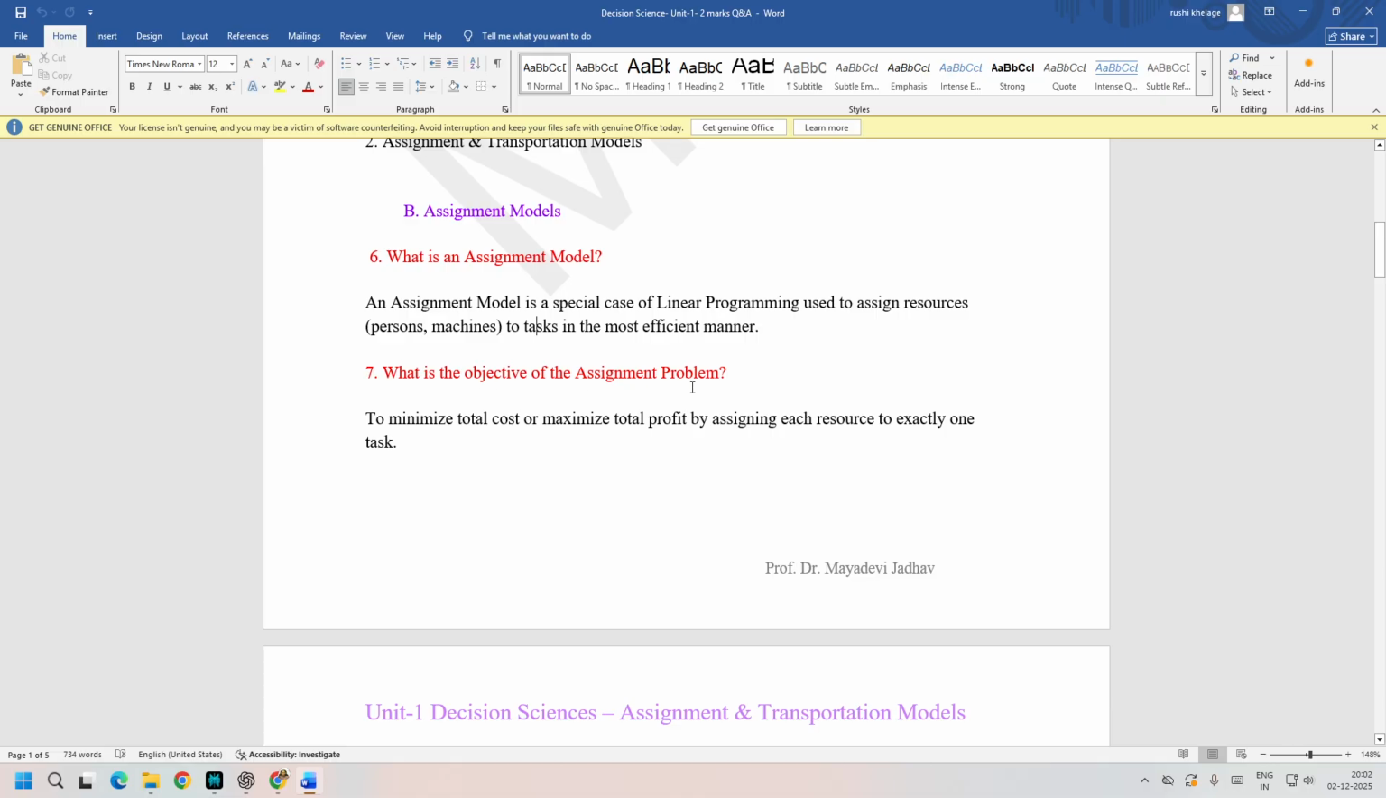What is the objective of assignment problem? To minimize total cost. It is mainly focusing on minimizing the total cost and maximizing the total profit by assigning each resource to exactly one task, because it is reducing the cost while increasing the profit.